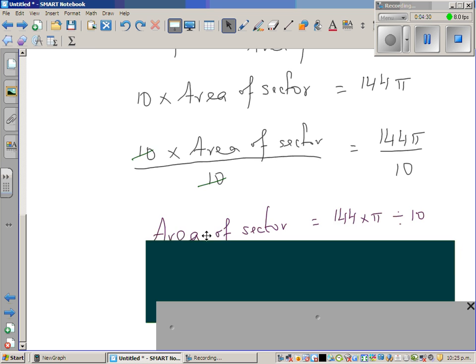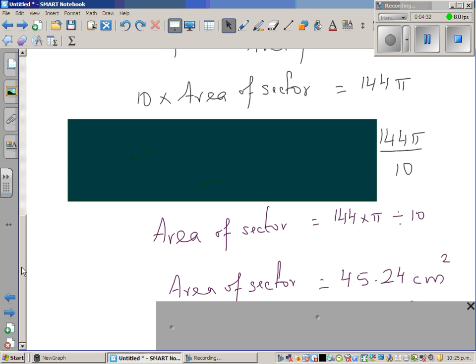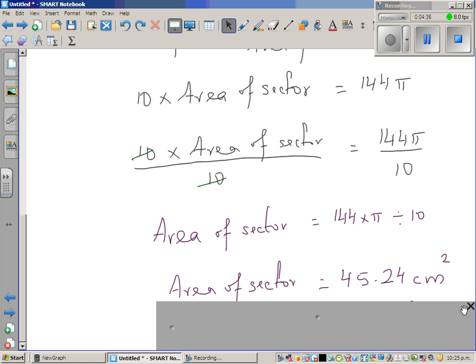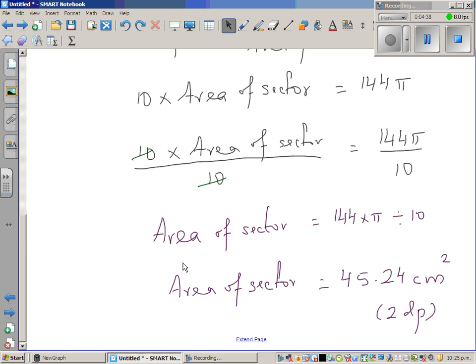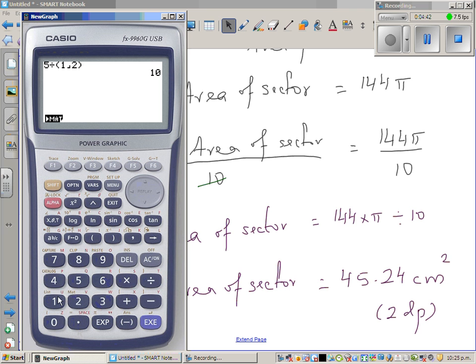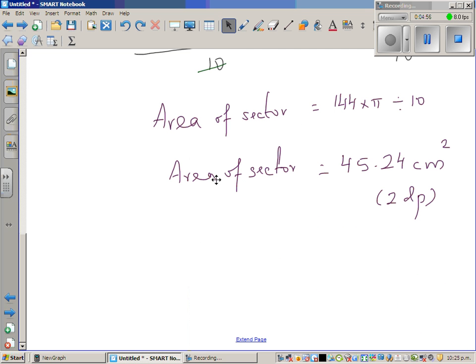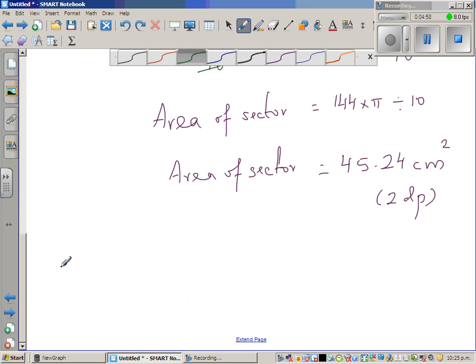So let me move this. I've used a calculator. Let me delete this, I don't need this now. So using a calculator, 144 times pi divided by 10 is 45.24 to 2 decimal places. That's the answer.